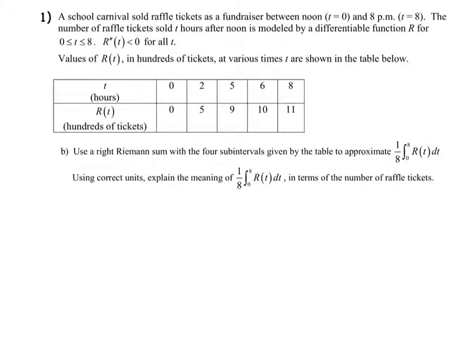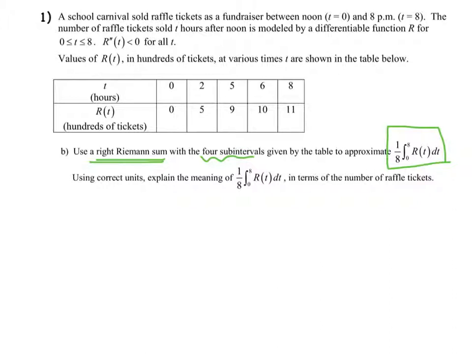Okay, so part B of this question says use a right Riemann sum. So a right Riemann sum with, again, 4 subintervals given by the table to approximate 1/8 the integral from 0 to 8 of r of t dt. Using correct units, explain the meaning of that in terms of the number of raffle tickets.